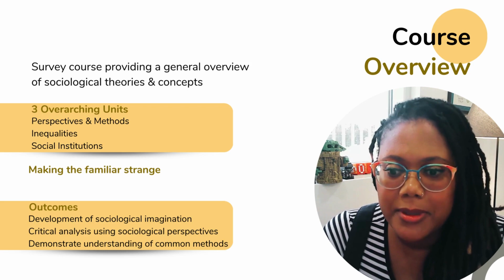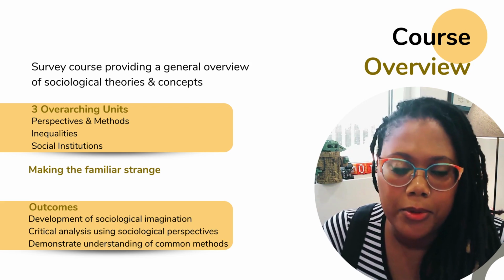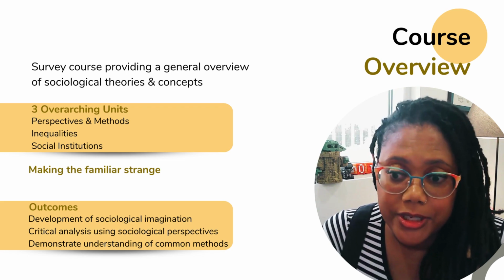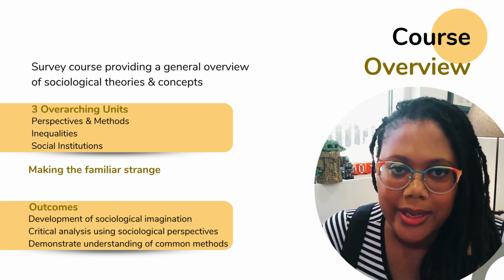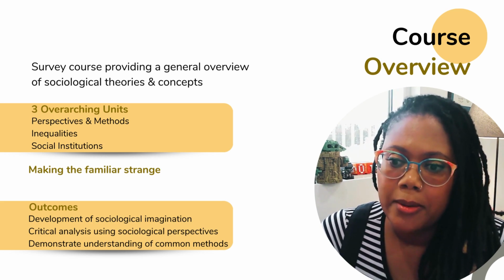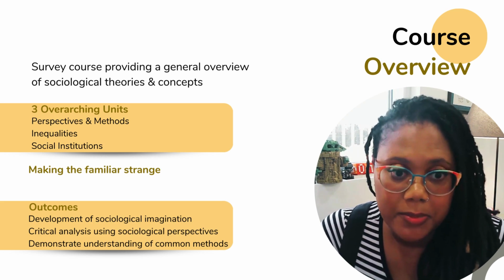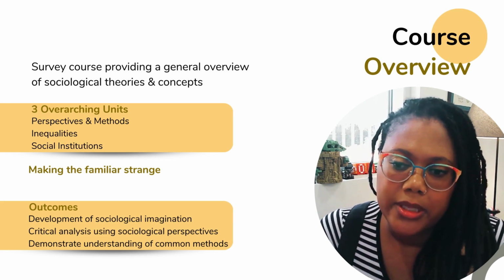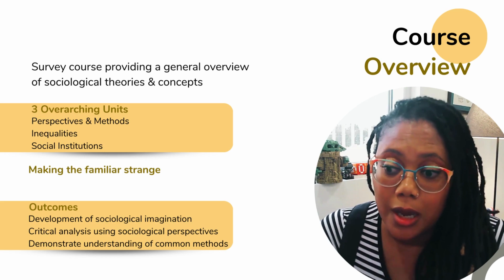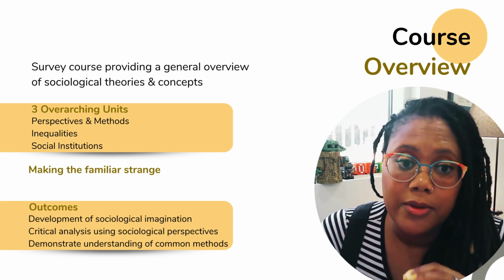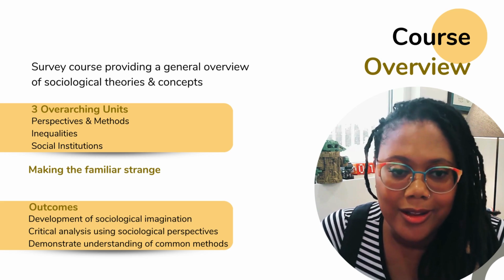When it comes to the learning outcomes for the course, there are several that are listed in your soft copy of your syllabus, but I want to highlight a couple that we're focusing on. One, the development of the sociological imagination, which is really important, and that's basically key to being able to see those familiar things as being strange that I mentioned previously. Another is the ability to critically analyze social phenomena using the main sociological perspectives. And we'll be starting with that right off the bat on day one.